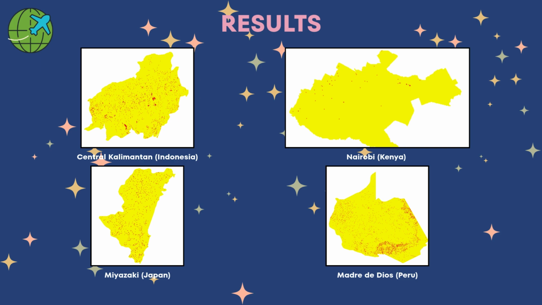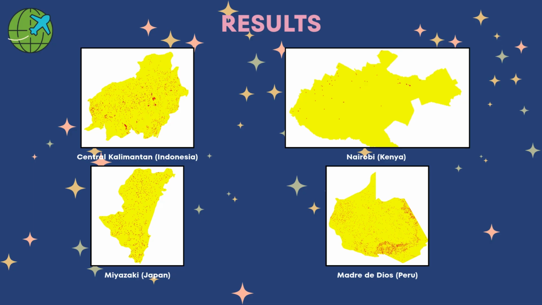Map 3, Miyazaki, Japan. Miyazaki shows a moderate but evenly distributed pattern of forest loss. The red points are widespread but not highly clustered, suggesting controlled and managed forest use. Key drivers include commercial forest and timber harvesting, forest rotation practices, and strong forest governance and regulation. As a result, forest loss occurs regularly but remains regulated and relatively sustainable.